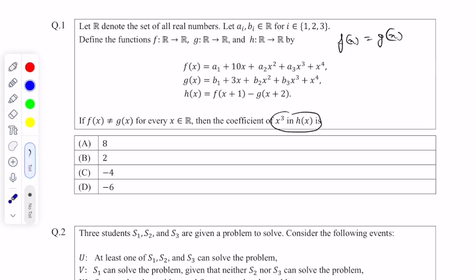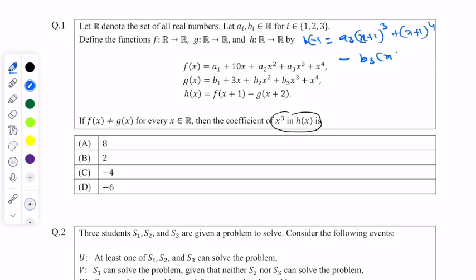Now in this question we can clearly see that the x cube term will not be contributed by these ones. Why? Because x cube only starts from these ones. So I can directly say what h of x will be. I'll erase this one. So h of x will be, I'm just writing f of x plus 1, but neglecting this because it's a pure time waste to write it down. So h of x will be a3 times (x plus 1) whole cube plus (x plus 1) whole power 4 minus b3 times (x plus 2) whole cube plus (x plus 2) whole power 4.